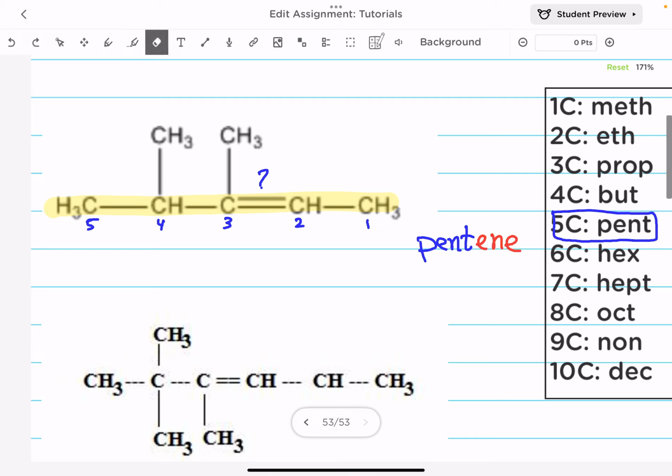And here comes the numbering. Am I going to number it from the right side or from the left side? We need to check to see the priority. And the priority is to give the double bond the lowest possible number. So if I count from the right, the double bond is taking number 2. But if I count from the left, 1, 2, 3, I am giving the double bond 3, and that's not correct. So I prefer to start numbering from the right side. So this is a 2-pentene.